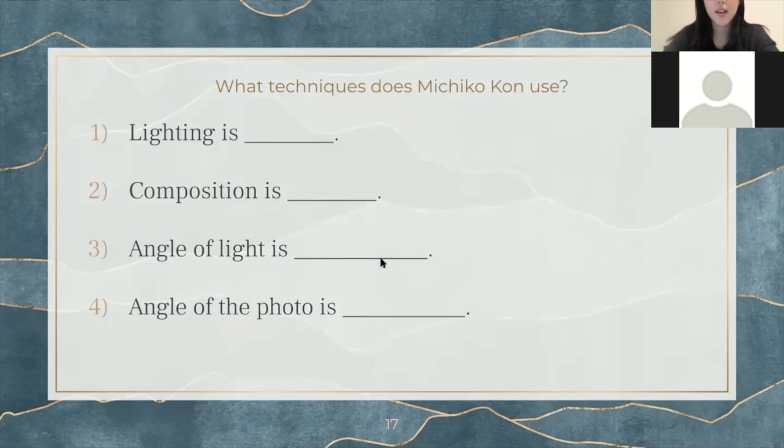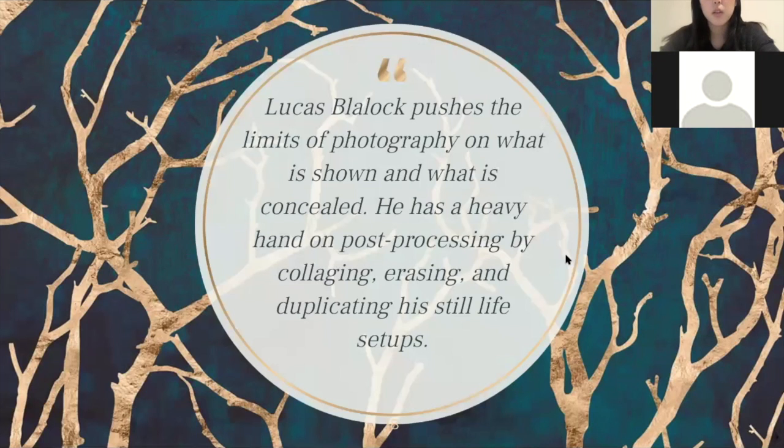So go ahead and with your group mates, really just write down in your Chromebooks, what type of techniques does Michiko Kon use? So one, the lighting is like this. The composition is this, the angle of light is this, and the angle of the photo is this. Go ahead and write that in your Chromebooks, and then this will be your exit slip for the end of class.